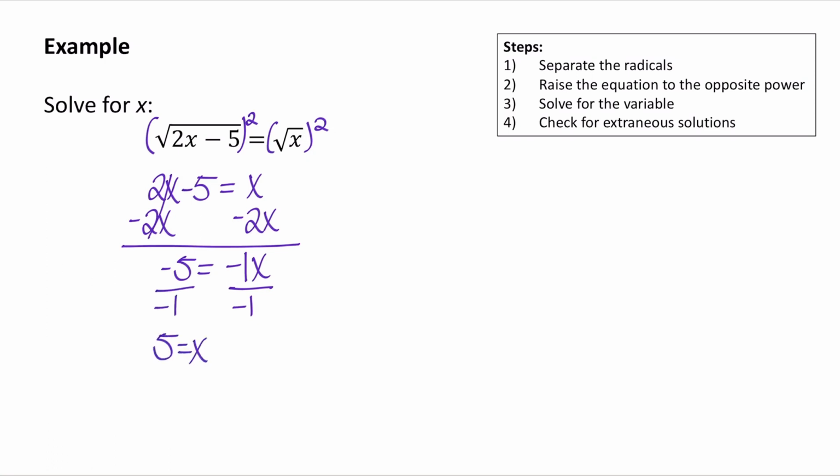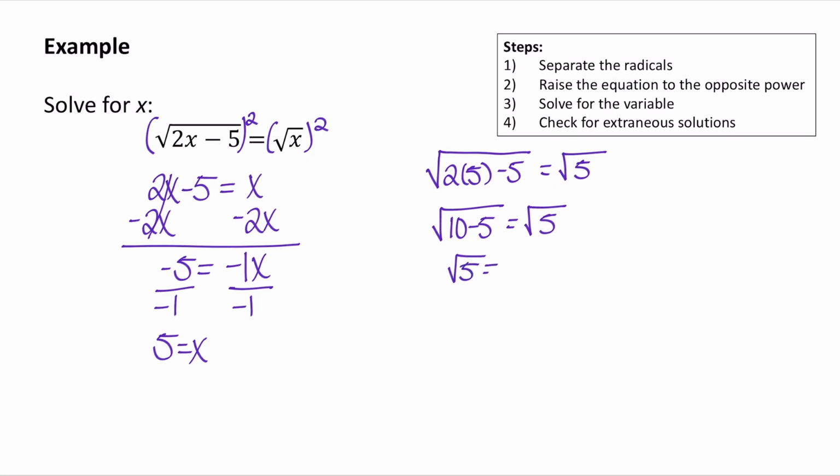So I'm going to go back to my original problem and plug in this value of x to see whether it makes the equation true. So that gives me 2 times 5 minus 5 equals the square root of 5. So that simplifies to 10 minus 5 equals 5. And I do get the square root of 5 equals the square root of 5, which is in fact true. So that means that x equals 5 is a solution to this equation.